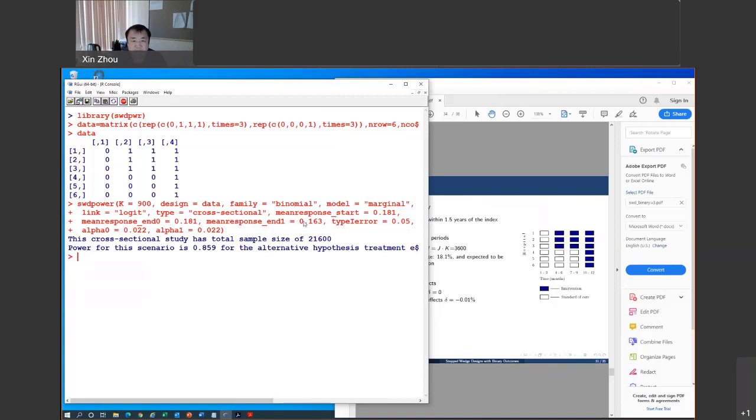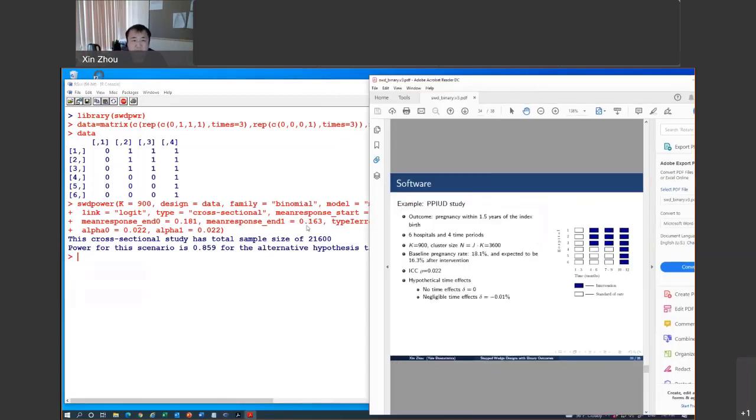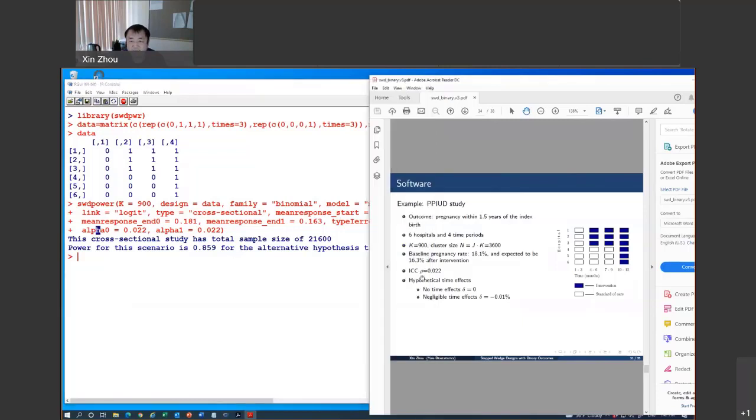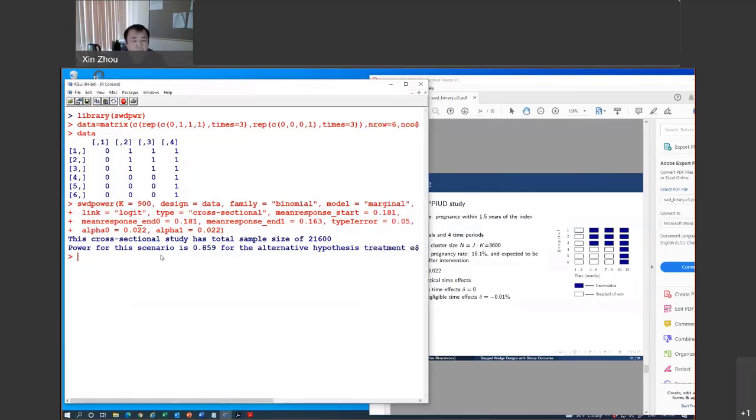And that is 0.163, just this number here. The type 1 error is 0.05, and we set alpha 0 and alpha 1 both equal to the ICC here. And then we can see that the power is 0.859.